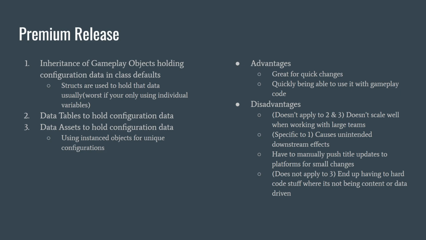And this doesn't apply to number three, but you end up having to hard code a lot of stuff where it's not being content or data driven, but it's like a mix of it, which isn't fun. So in the case of data tables and number one with the inheritance stuff, as I said, you throw things in the level and you have to specifically tell it you're using this object and make a new gameplay object or something as the configuration, or you have to make a new data table, and it ends up bloating the project with a lot of unneeded data, when you can just organize it better.